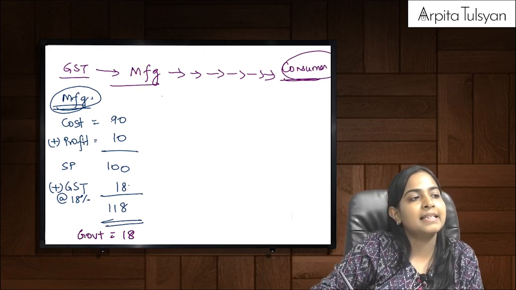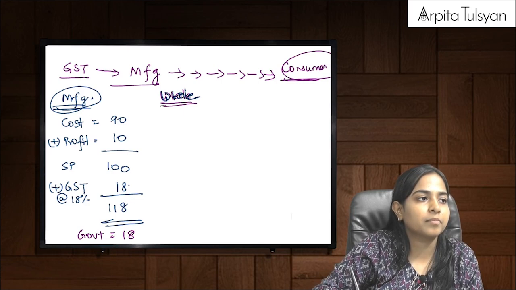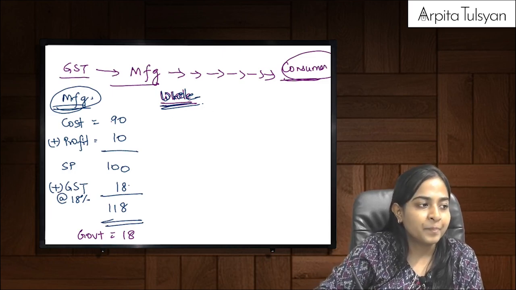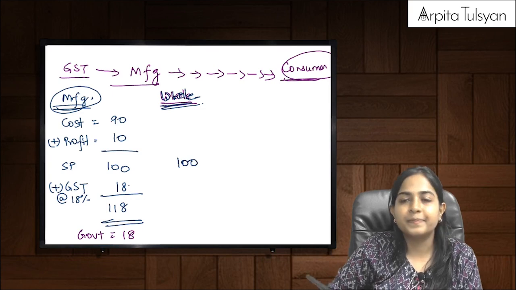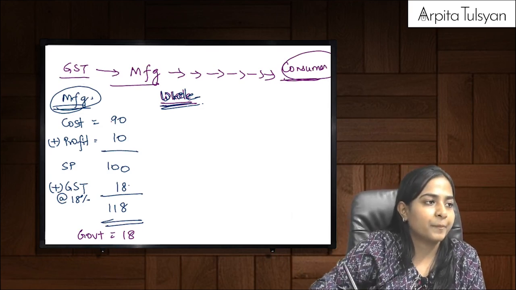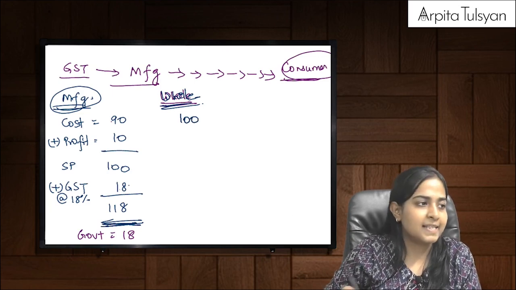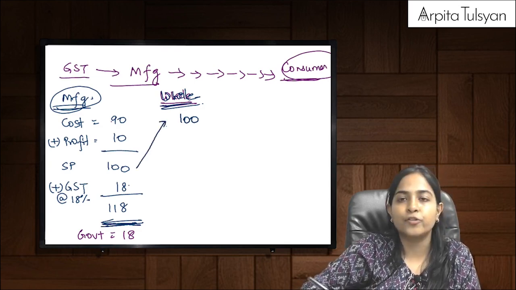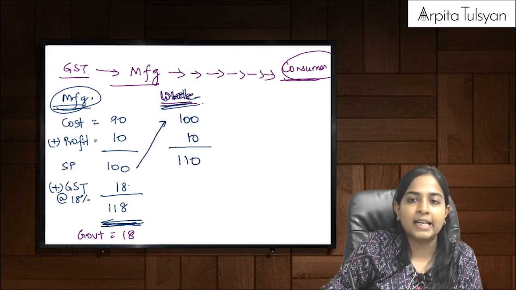Now let's say this comes in the hands of the wholesaler. Now, can we say the wholesaler has got it at a price of 100 rupees? He adds some profit to it. See, the wholesaler had paid a total of 118, but out of that 18 rupees was the GST. So we will say that whatever is the selling price for the manufacturer, that becomes the cost for the wholesaler. Now let's say he adds a profit of 10 rupees here and then he finally decides to sell it for 110.